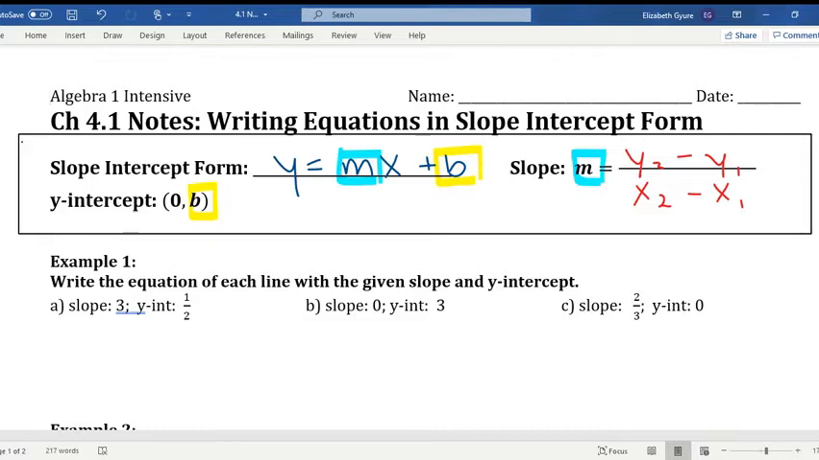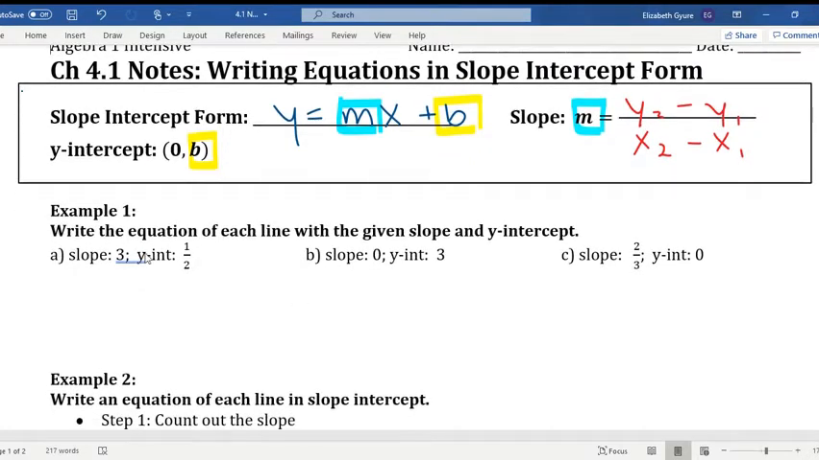Okay, so we're gonna just write equations. So that's y equals mx plus b, but we gotta know what our m is, our slope, and we gotta know what our b is, our y-intercept. Now the first few, I'm gonna just completely give you that information. We're gonna practice plugging it in, make sure we know where it goes, and then they'll get a little bit more complicated after that. So if you look at example 1, it says write the equation of each line with the given slope and y-intercept.